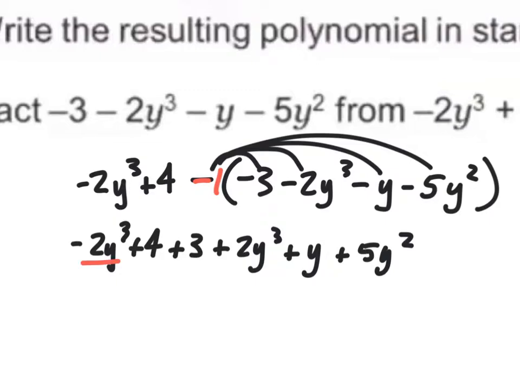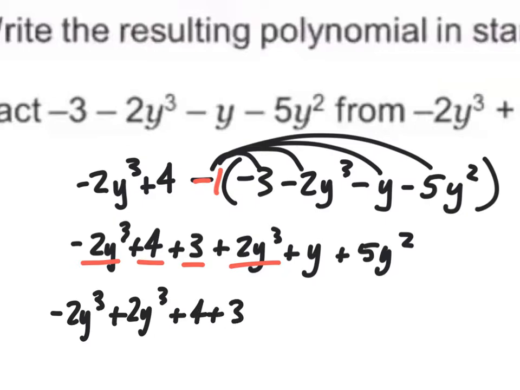I've got negative 2y cubed and a positive 2y cubed. So I'm going to do negative 2y cubed plus 2y cubed. All right. The next one I have are these constants, 4 and 3. So I'm going to add 4, add 3, and then I'm going to add a y. Okay, I don't have any other terms with the y, so plus y.